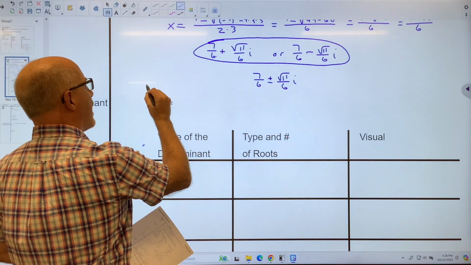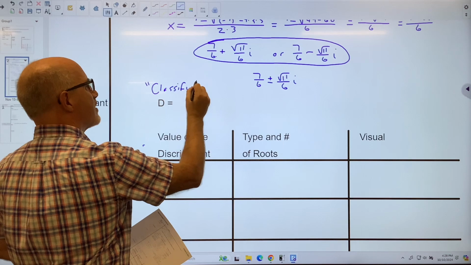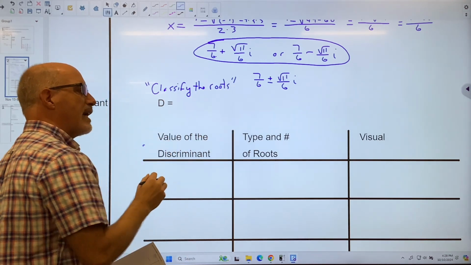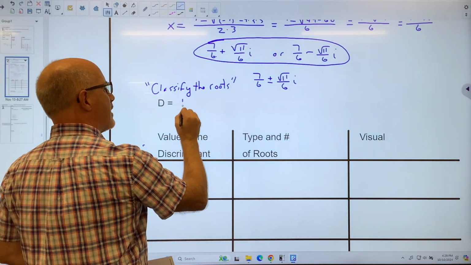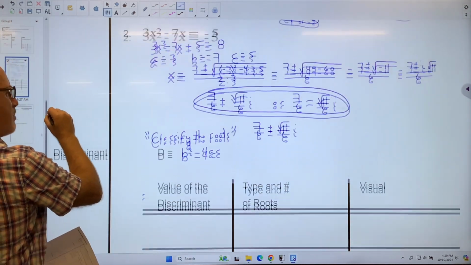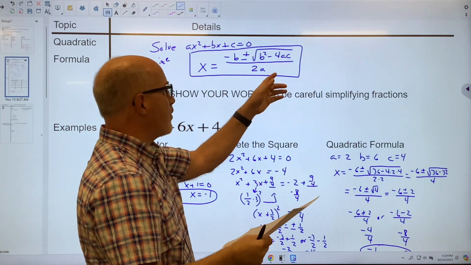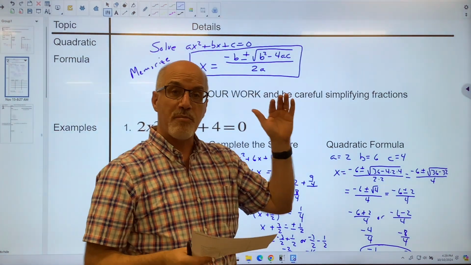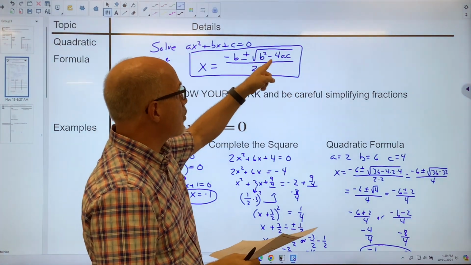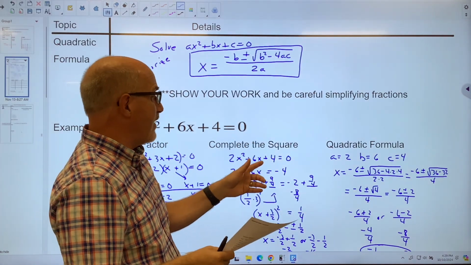So let's talk about how we classify these roots. You'll be asked to classify the roots of equations. When you do that, you're going to use the discriminant, and the discriminant is b squared minus 4ac, not the square root of b squared minus 4ac. Looking back at the quadratic formula, what determines whether this is going to have an imaginary part is whether we get a negative under that square root.